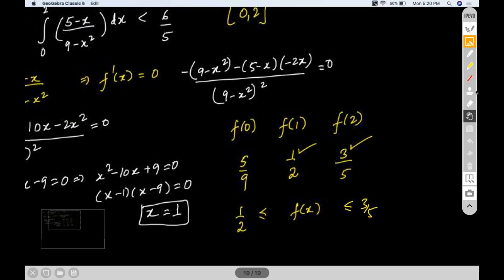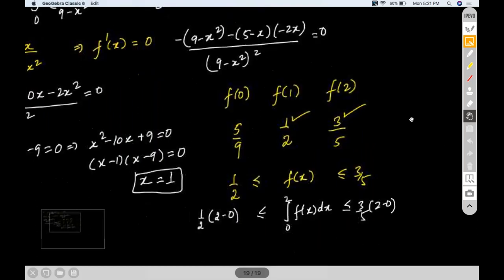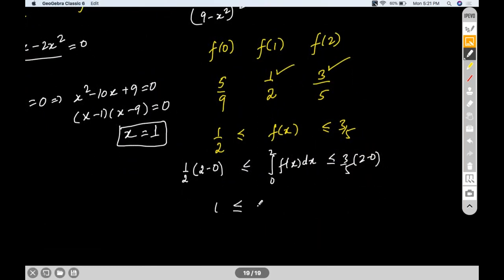Okay, so I'm not writing the function here. So what I can say is that the integral of this function should lie between half into (2 minus 0) and 3 by 5 into (2 minus 0), which is nothing but it should lie between 1 and 6 by 5. Okay. Is that fine?